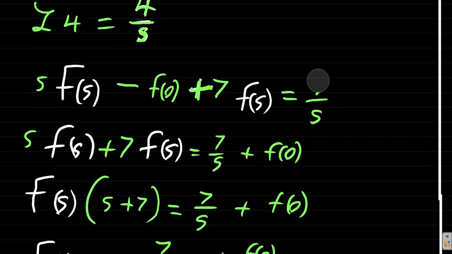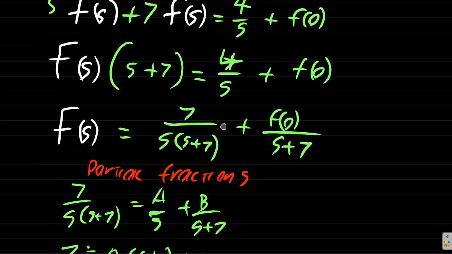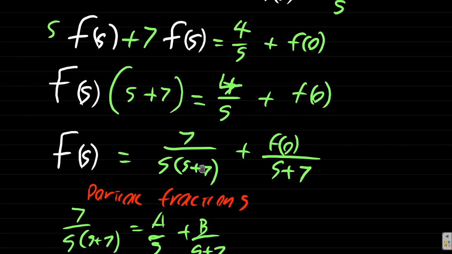So this was 4 over s. And then when we transpose, s F(s) equals f(0), this was 4 over s. And then this also 4 over s, right? So here, this was 4 over s plus 7.